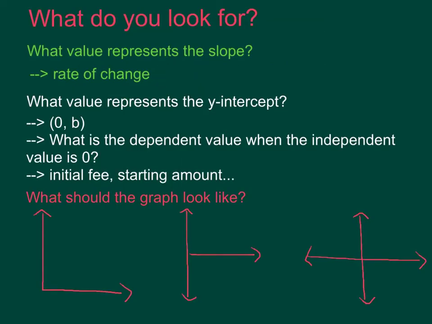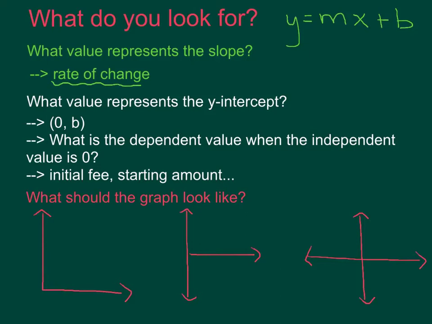When you are reading the story problems, you want to look for certain things. Our goal is to write an equation in slope-intercept form, mx plus b. So, through a story problem, you have to find the slope. And I just want you to always think rate of change. So, what is changing over time?